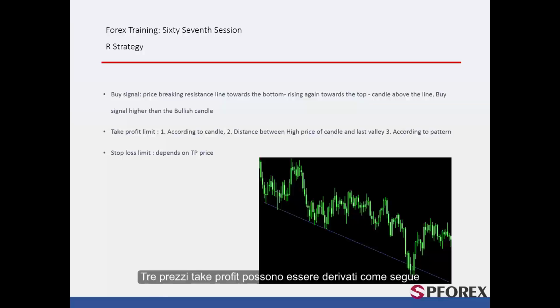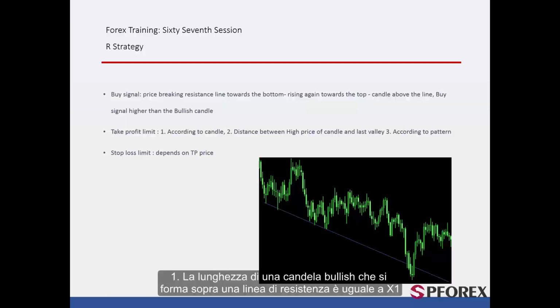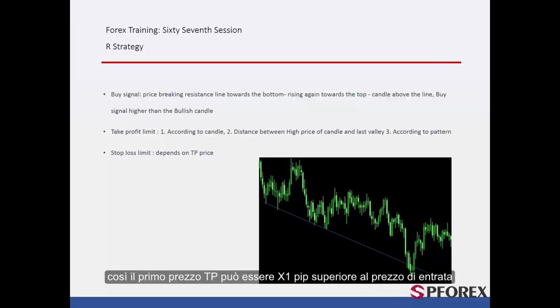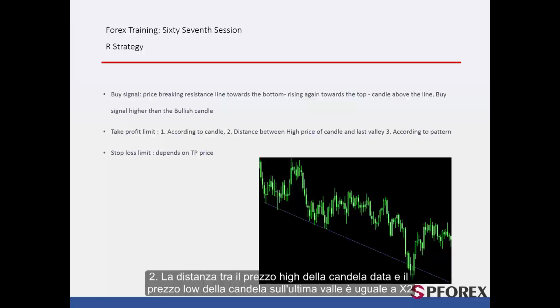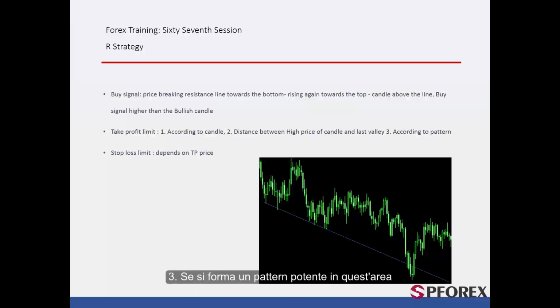3 take-profit prices can be derived as follows. 1. The length of the bullish candle that forms above the resistance line equals x1. Thus, the first TP price can be x1 pips higher than the entry price. 2. The distance between the high price of the given candle and the low price of the candle on the last valley equals x2. Thus, a trader can consider TP price x2 pips higher than the entry price. 3. If a powerful pattern forms in this region, a trader can consider the third TP price via this pattern. SL price can be determined considering the TP price that a trader selects.